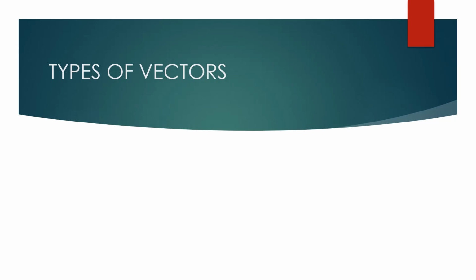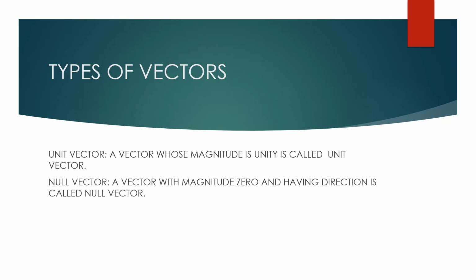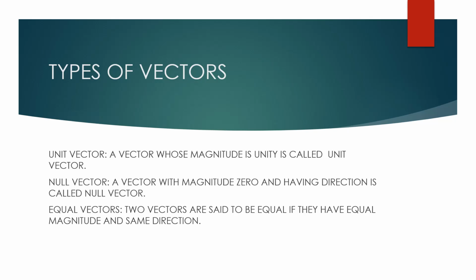Types of vectors. Unit vector: a vector whose magnitude is unity is called a unit vector. And null vector: a vector with magnitude 0 is called a null vector. Equal vectors: two vectors are said to be equal if they have equal magnitude and the same direction.